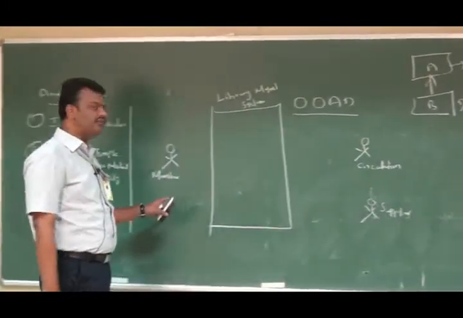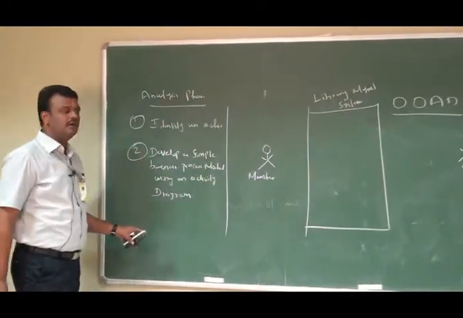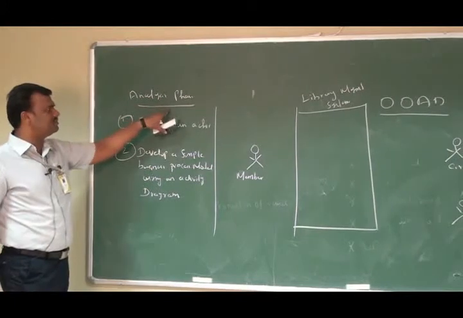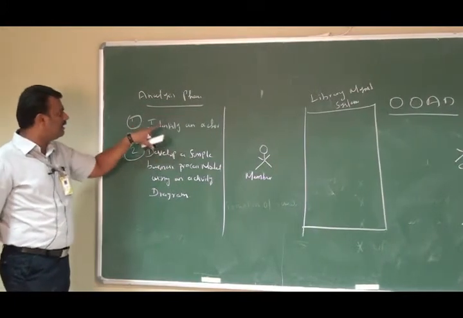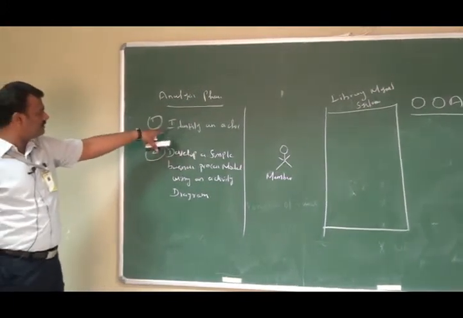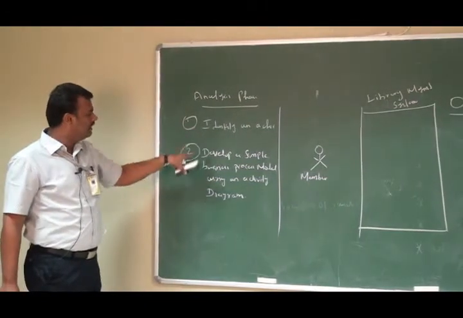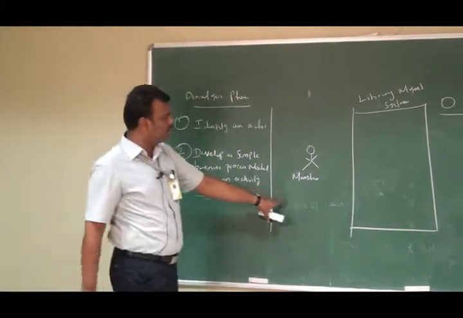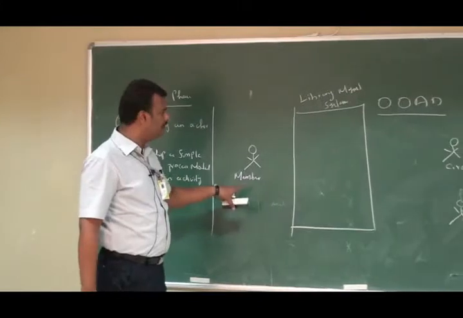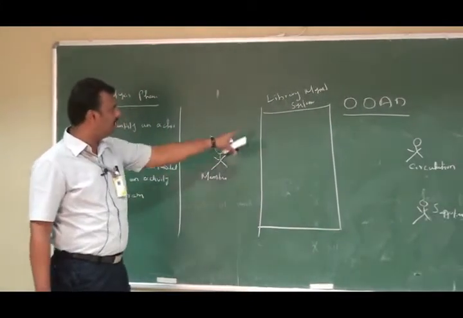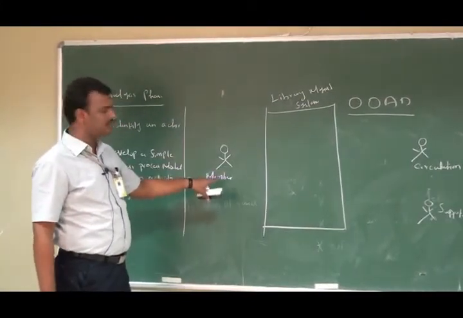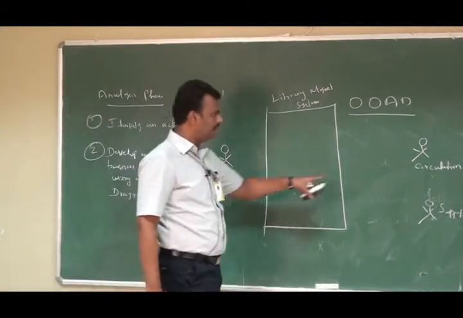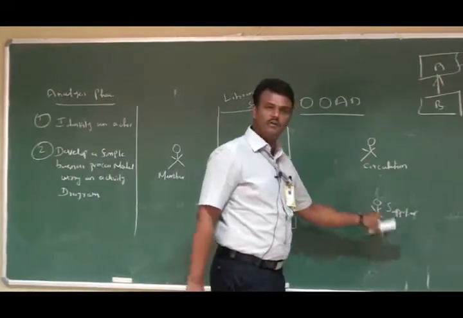The unified approach is a methodology for software development. It consists of three phases. The first one is the analysis phase. In the analysis phase, first we have to identify an actor. What do you mean by actor? The actor is the one who is using the system. In case of a new system, who will be using the system? For example, the library management system. Who are the actors? The first is the library member, the second is the circulation clerk, the third is the supplier.